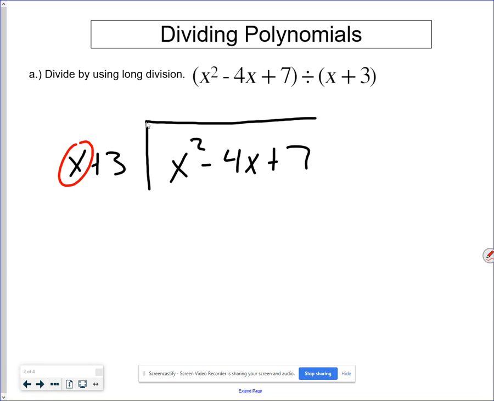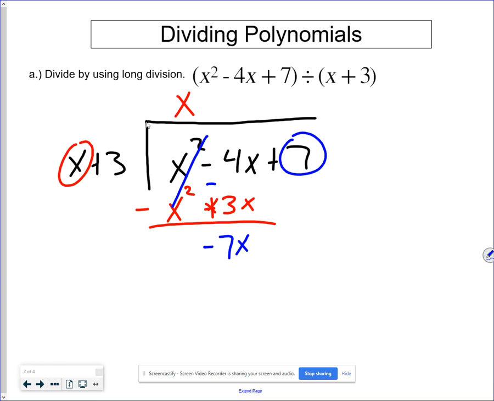So how many times does x go into x squared? Well, we discussed this in the last example, and we know that it's x times. So x times x is x squared, and 3 times x is a positive 3x. We flip our signs, so we have minus x squared, minus 3x. Our minus x squareds cancel out. Now we have minus 7x. We'll bring our 7 down, so we have plus 7.